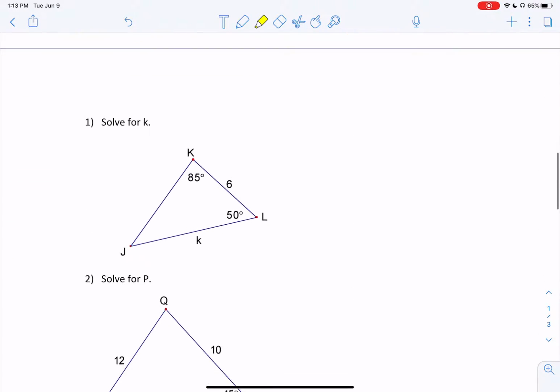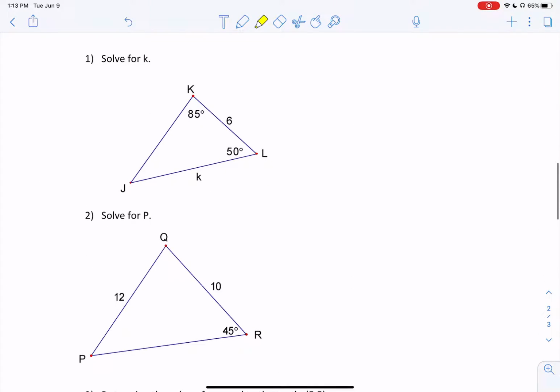Okay, let's try another one, and then I want to give you a chance to try these on your own and check your answer. Okay, so first thing is I notice that I do not have a right angle triangle. So SOHCAHTOA is out. I'm going to have to use Sine Law. Next, I'm going to label my sides. So I'm looking for little k here. So little k is across from big K. Little j has to be across from big J. And then little l is across from big L.